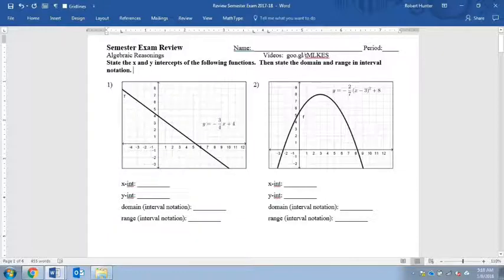So here we go. X-intercept, y-intercept. Well, the y-intercept's really easy. It's right there at 4. So that's at (0, 4). The x-intercept is not quite so easy. It's in there somewhere. So stick it in your calculator, knock it out.